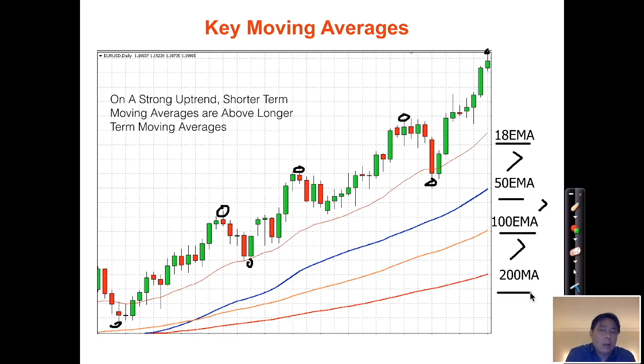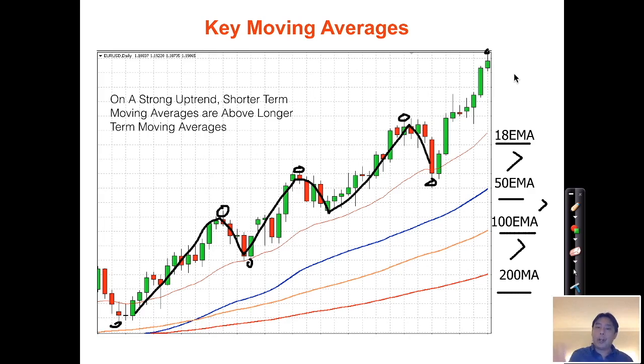Sometimes I may not even use the 100, right? I may just use 18, 50, and 200, it's fine. But that tells you a very clear uptrend. And notice again, on the uptrend, price goes up, breathes out, breathes in, breathes out, breathes in, breathes out. So we call these dips.